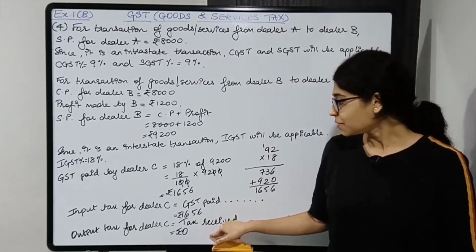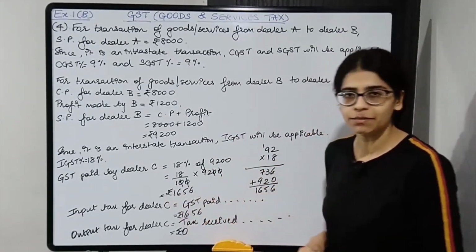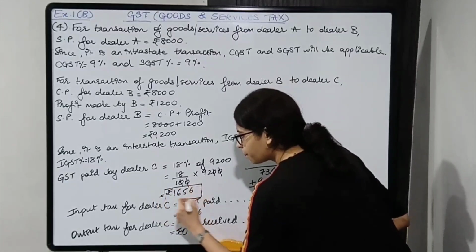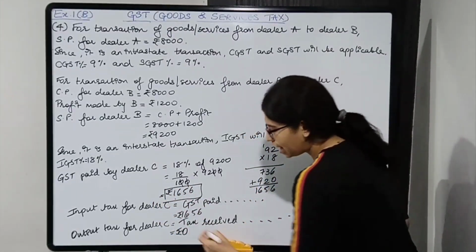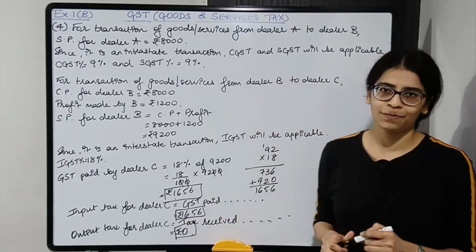Okay, so students, this is the solution. Don't forget rupee का symbol. So box the values. This is the input tax. ठीक है, and this is the output tax. All right.